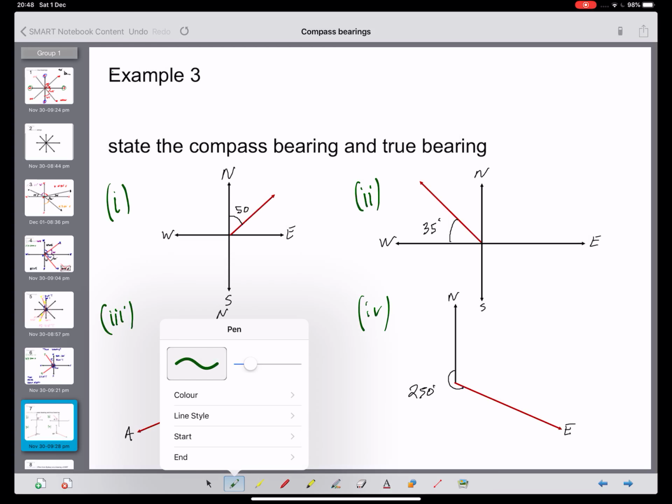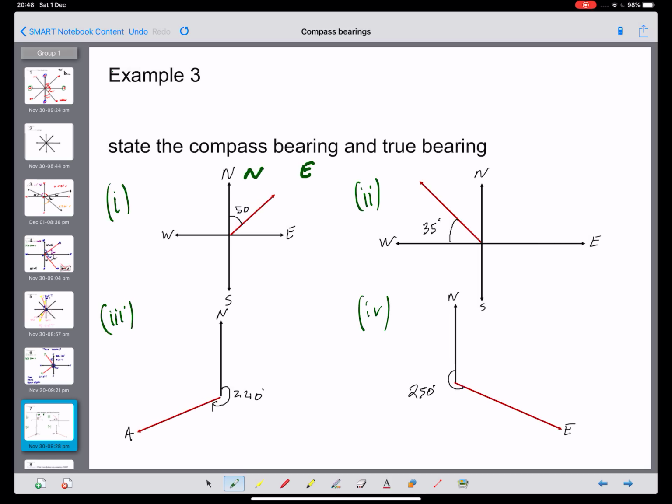Okay, so you should have done that now, and I'm going to put the compass bearing in green, and I'm going to put the true bearing in dark blue. Okay, so which quadrant are we in? We're in the north-east. We always measure from north, so this is going to be 50 degrees. Which quadrant are we in? We're in north-west, but we always measure from north or south. Okay, we need to add 65 to get to 90.